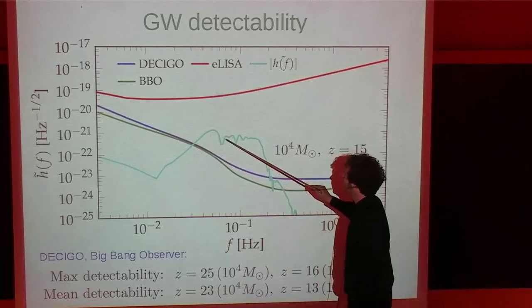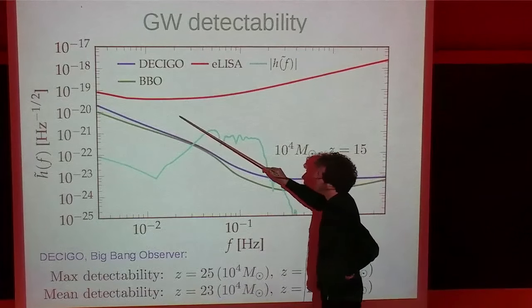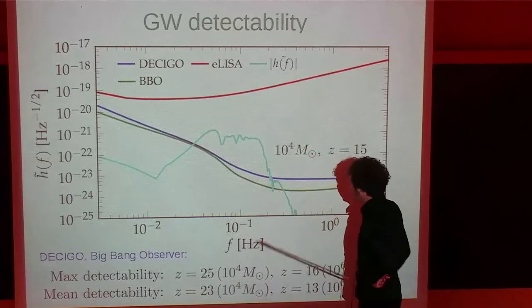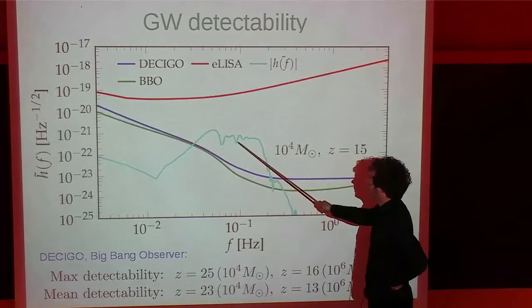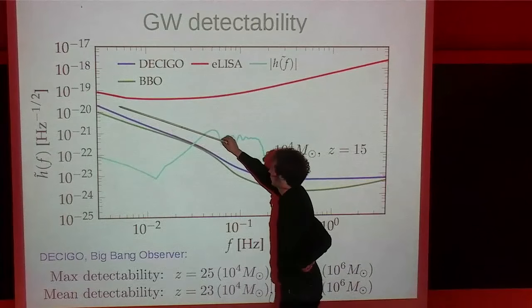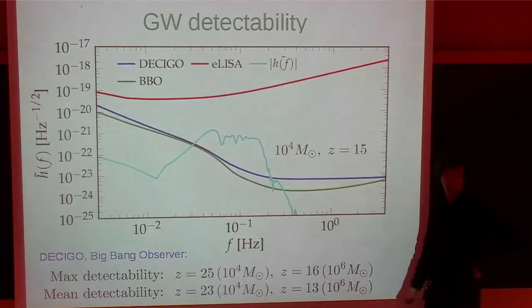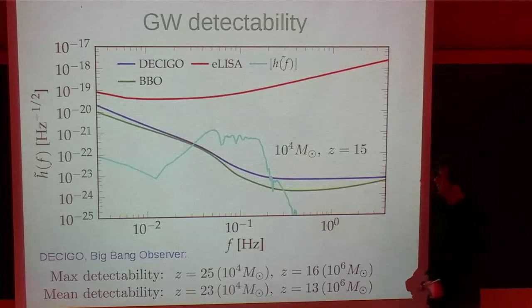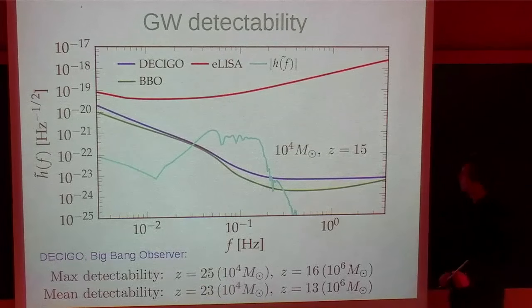But I mean, you shift this up somewhat. Well, I played around with that. This signal moves, if you have a higher mass, of course in that direction. It also somewhat moves up in amplitude, but it didn't work out. If you impose a minimum signal to noise ratio of 8 for detection, then it didn't work out. So I was not able to get that out.